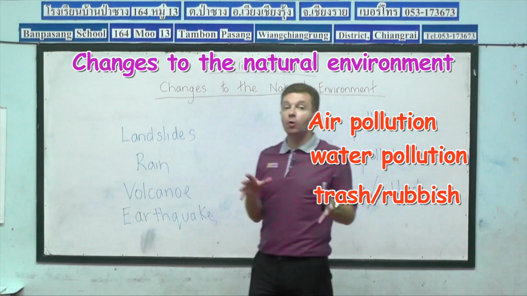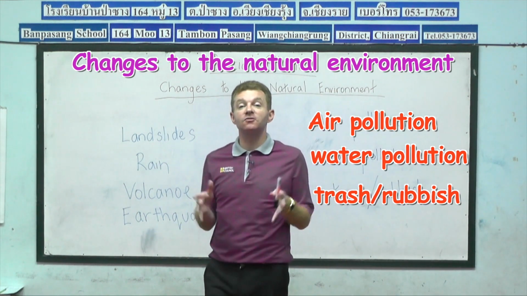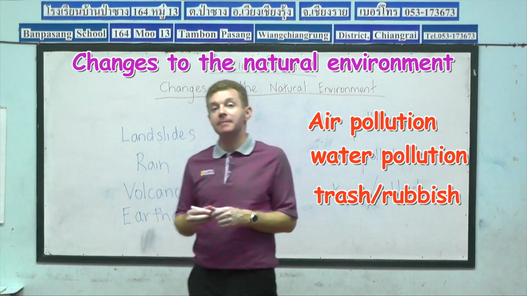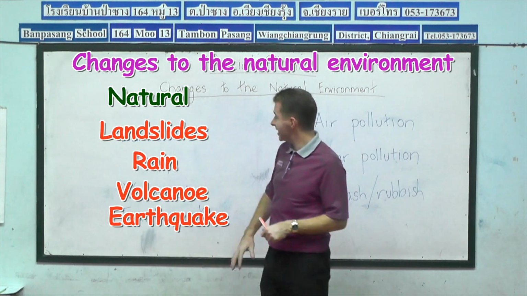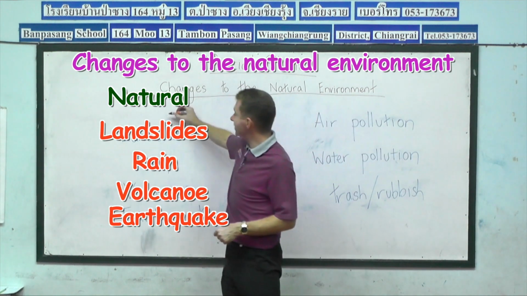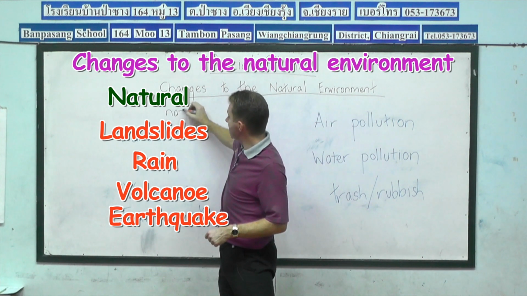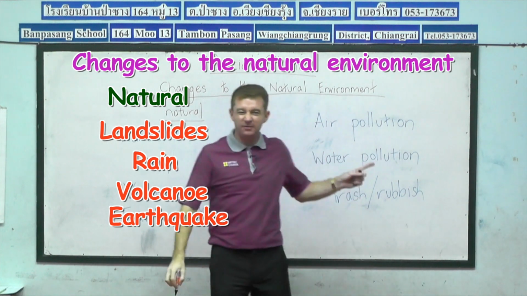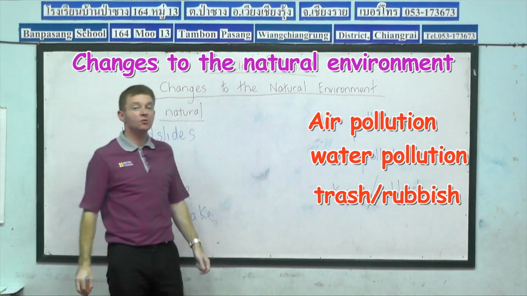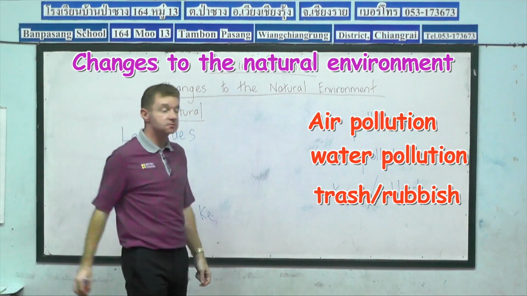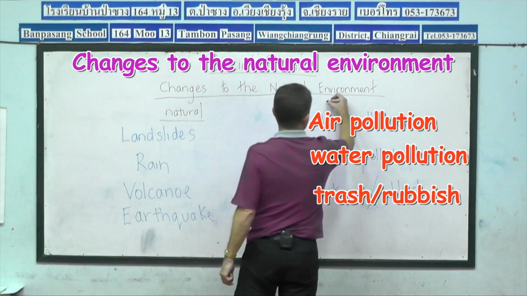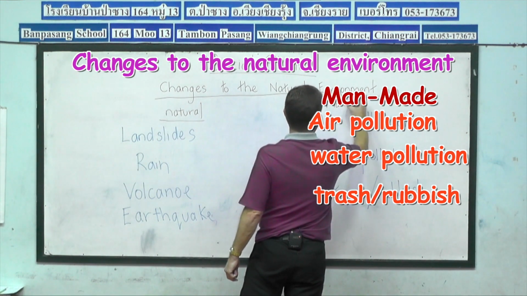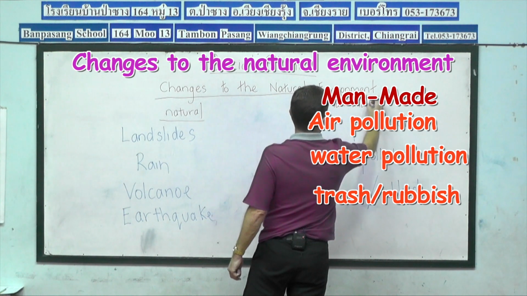Now, these are the two distinct types of changes to the natural environment that we might see. And notice how on this side, these are all natural. These are natural changes. These occur naturally. But on this side here, these are at the cause of human actions. So we can say here that these ones are man-made.